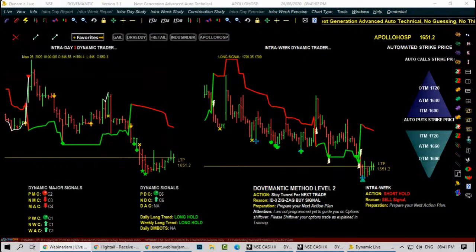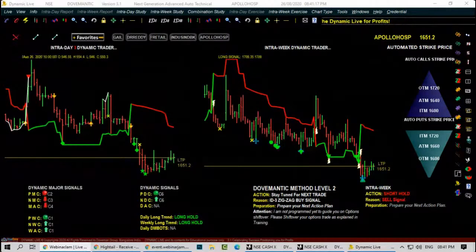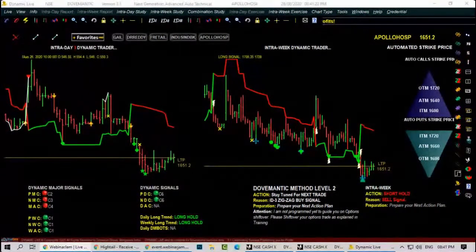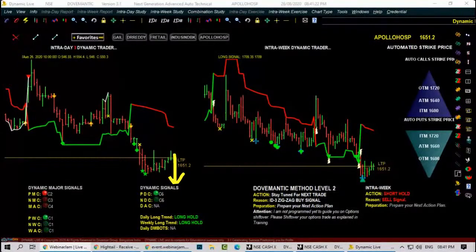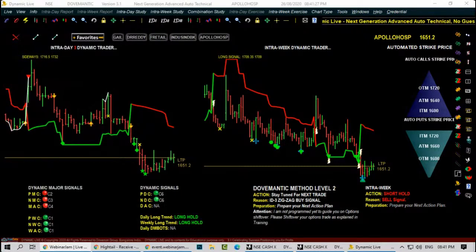If the price manages to go up, and if an intraday 3-speed signal gives a buy, and if it tells you to buy a call option, then you can get into a long trade, but you may also get an exit very soon. But instead, if it goes down, and if intraday 3 zigzag breakdown happens, that's when it will tell you to buy a put option. So this is what is happening in Apollo Hospital.